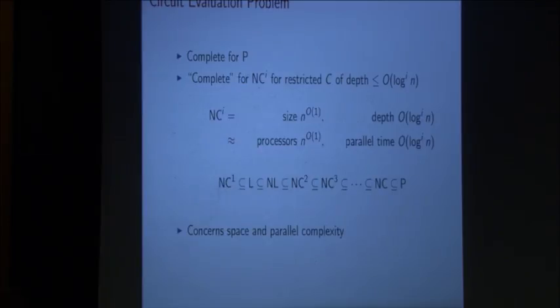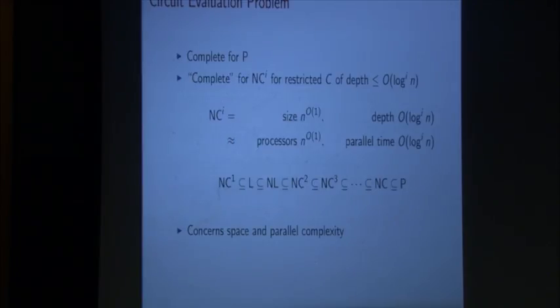And if you don't know about the Savitch algorithm, it's basically just fast matrix powering. So you want to raise a matrix to the nth power. You can do this in log n multiplications, by repeated squaring. And if you implement this, this will take you log n square parallel time. Okay. And so it concerns space and parallel complexity.